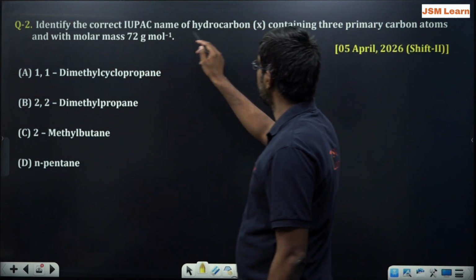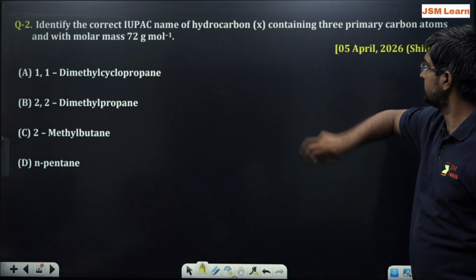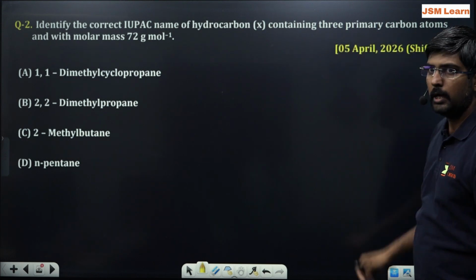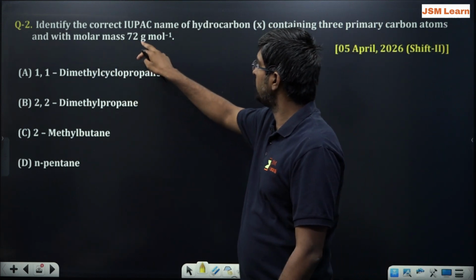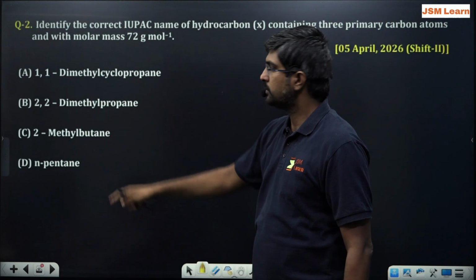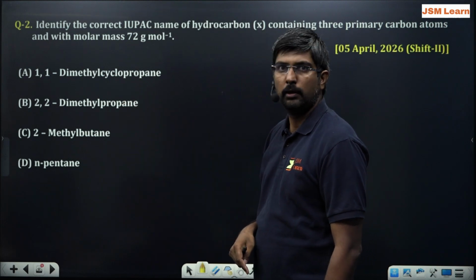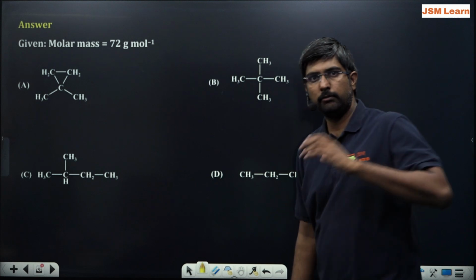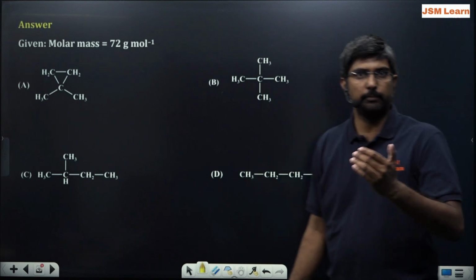Identify the correct IUPAC name of hydrocarbon X containing 3 primary carbon atoms and with molar mass 72 grams per mole. So these are the names given. From this first we have to write the structure. So to save the time, already I took the structures from the given names.